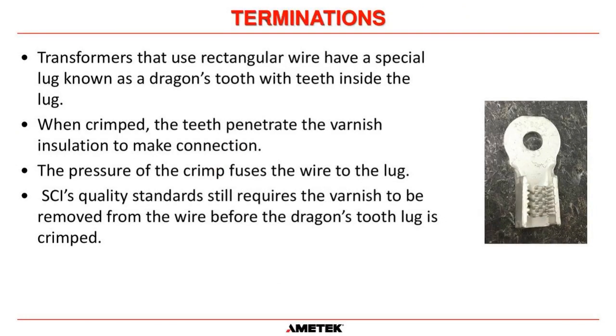Transformers with rectangular wire have a special lug known as a dragon's tooth. The teeth are actually inside the lug, and they do look like a dragon's tooth. When crimped, the teeth penetrate the varnish on the magnet wire to make a connection. The pressure from the crimp actually fuses the wire to the lug. We go one step further in this process and we remove any resin and the insulation off magnet wire prior to putting the lug on. It's just another quality control process to assure we have a good connection there.